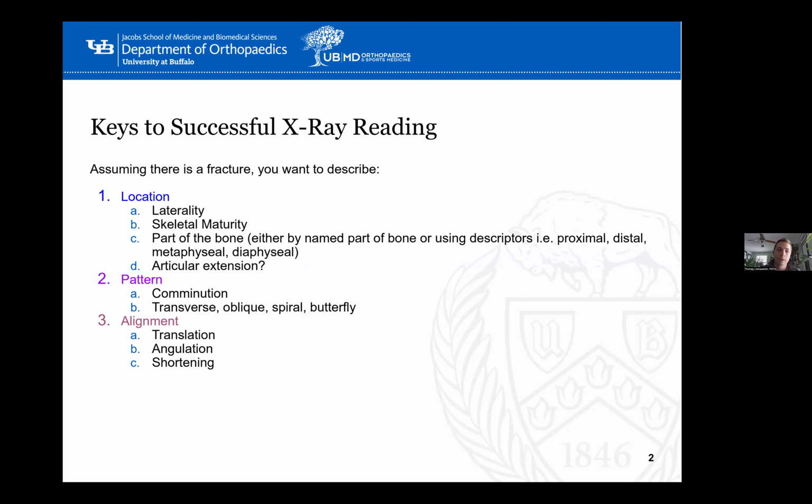So the first thing you want to look at is the location of where the X-ray is taken. Take into account the laterality: is it left or right? Take into account the skeletal maturity of the patient. Are they a kid with open physes, or an adult whose physes are closed? You want to know the part of the bone that you're talking about. Is it the proximal or distal aspect of the bone? Are you in the metaphysis, the epiphysis, the diaphysis? And then if there is a fracture, is there any kind of articular extension of that fracture?